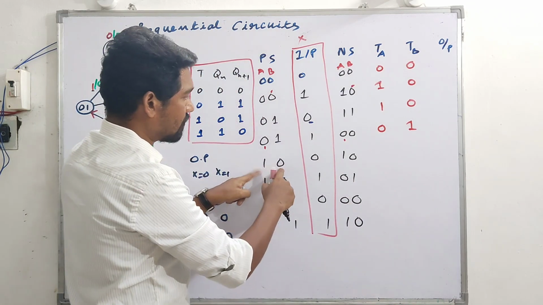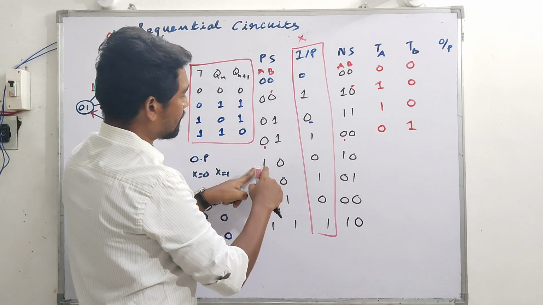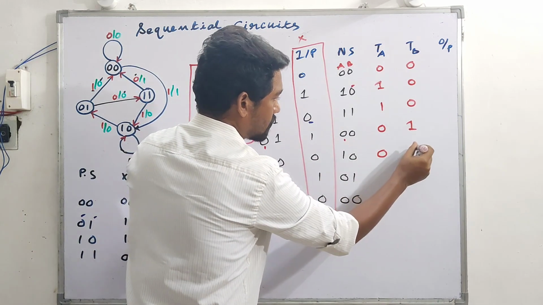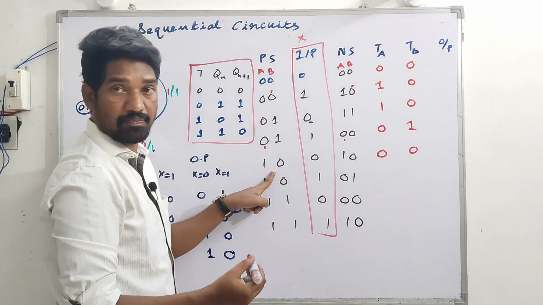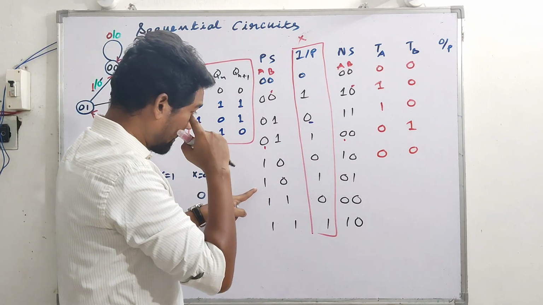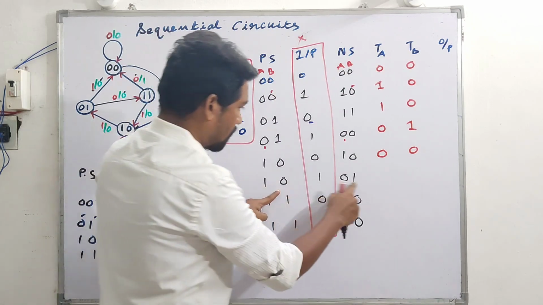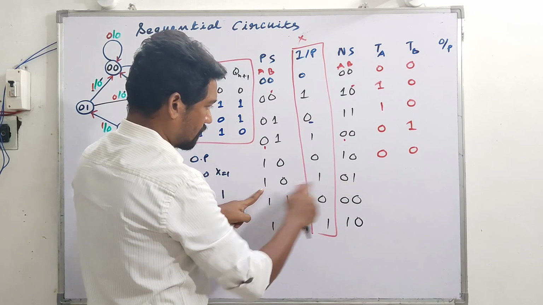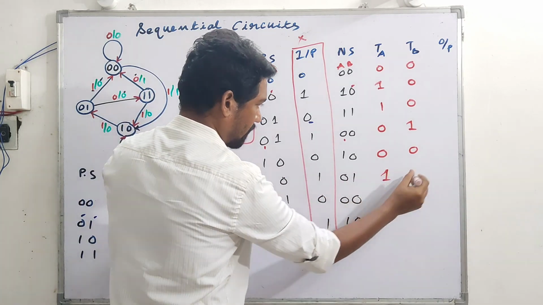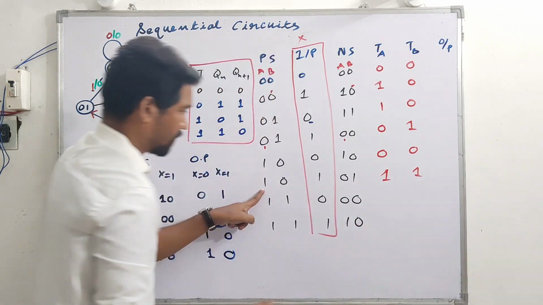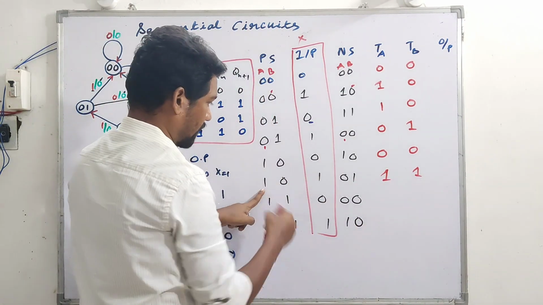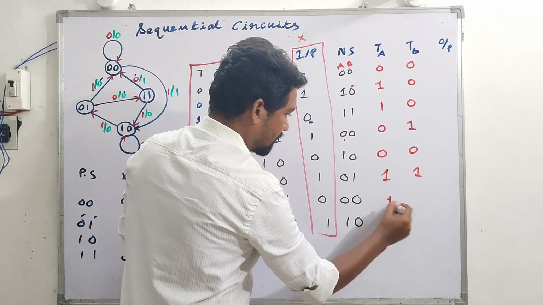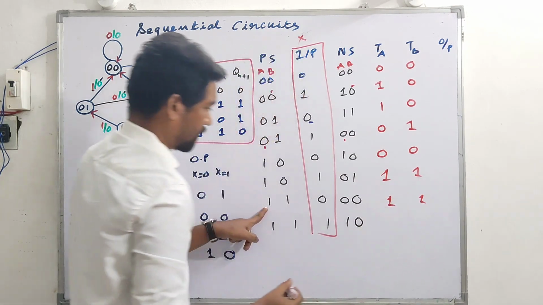So 1 0 1 0, the present state is 1 0, the next state is also 1 0, no change in both the flip-flops, so it continues with 0 and 0. And 1 0 0 1, both are in a toggle position, 1 0 to 0 1, so both the flip-flops will have inputs 1 and 1 because it's toggling. And 1 1 0 0, again both are in toggling condition.